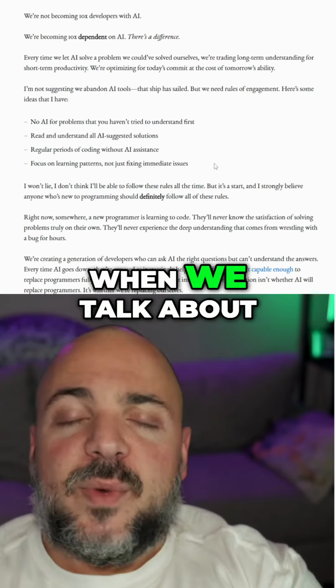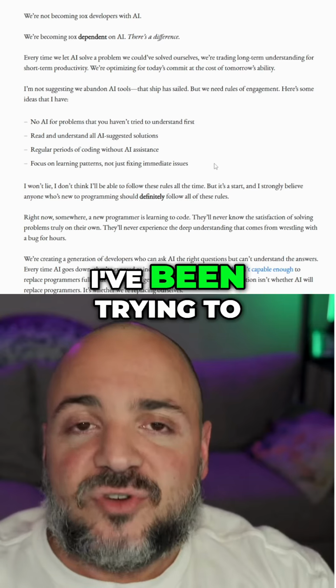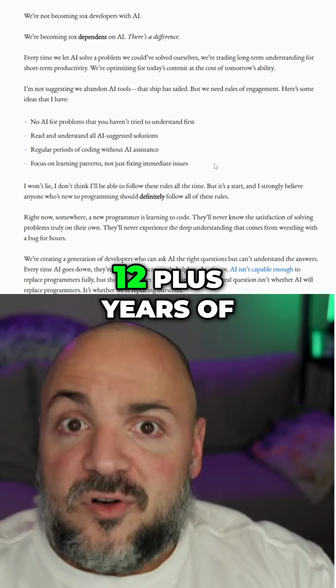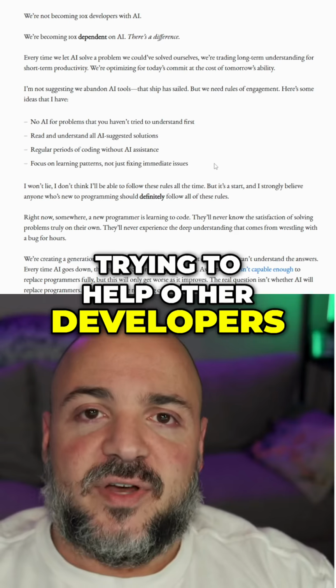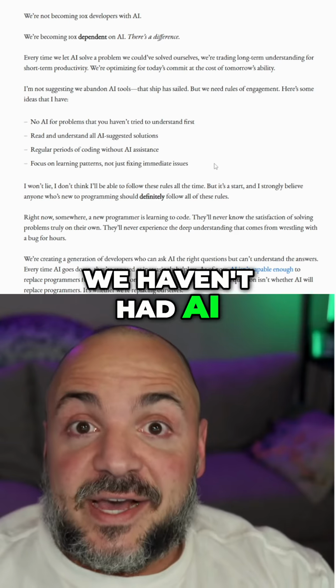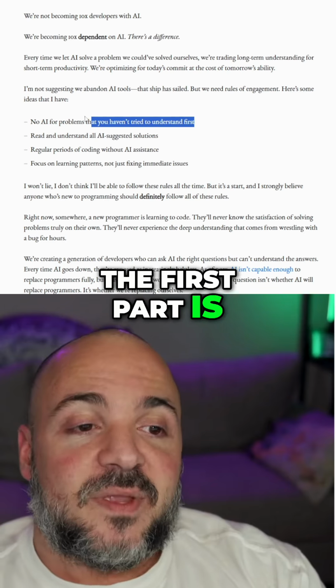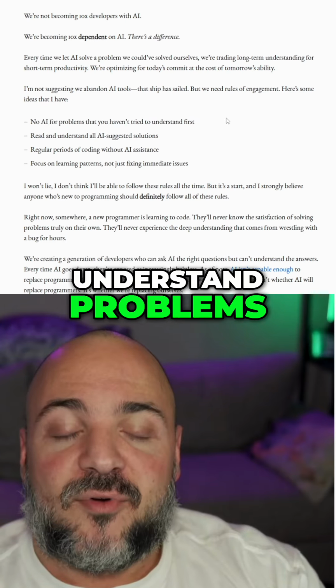Now, when we talk about a more classic approach to learning software development, I will be the first to say, because I've been telling people this as long as I've been trying to mentor them, and that's probably in the neighborhood of 12 plus years of trying to help other developers. Now, we haven't had AI like this for 12 plus years, but the point in the first part is really about trying to understand problems.